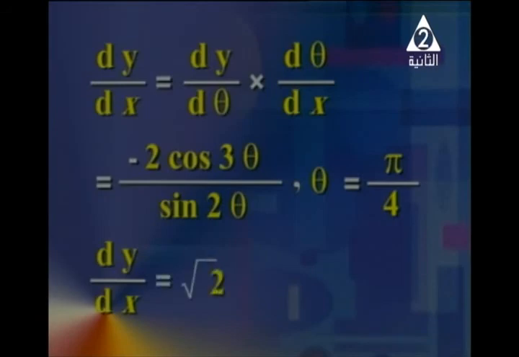Then dy over dx equals square root 2. Why? By substitution about theta equals pi over 4, 3 times 45 is 135, and 2 theta, 2 times 45 equals 90 degrees. Then we find cosine 135 over sine 90. The answer is root 2. Then dy by dx when theta equals pi over 4 equals root 2.